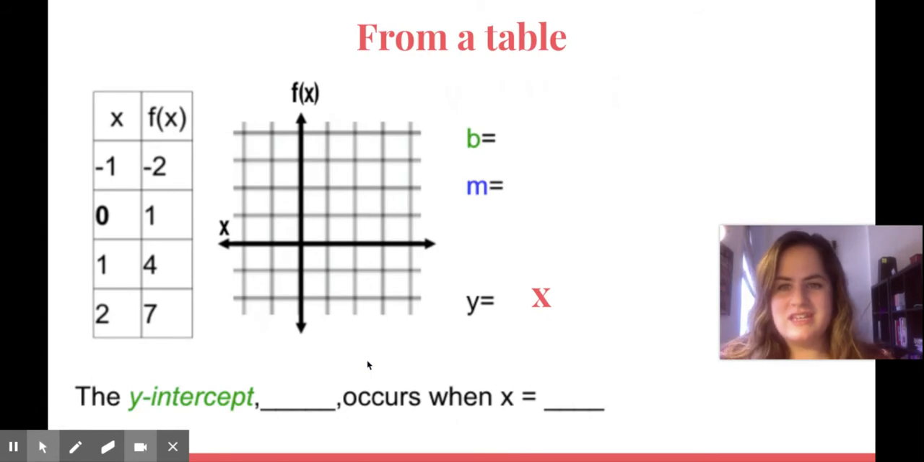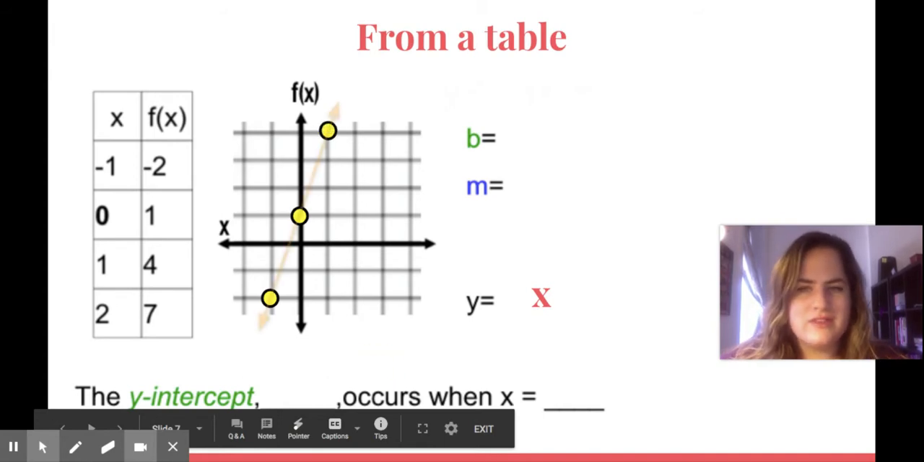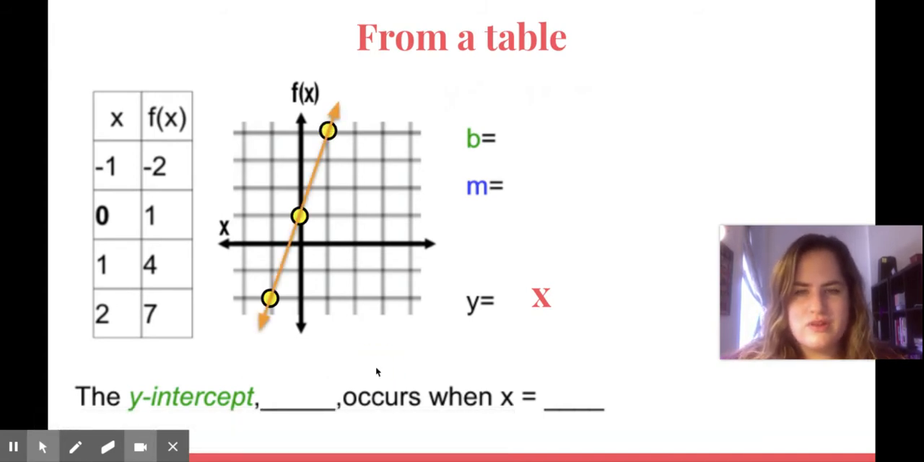Let's try this again. Let's say they don't give you points plotted, but they give you a table. Easy, just plot the points. The first one is (-1, -2). It's right down there. The next one is (0, 1), and then (1, 4), and I can't fit (2, 7). So just take a ruler and draw my line.